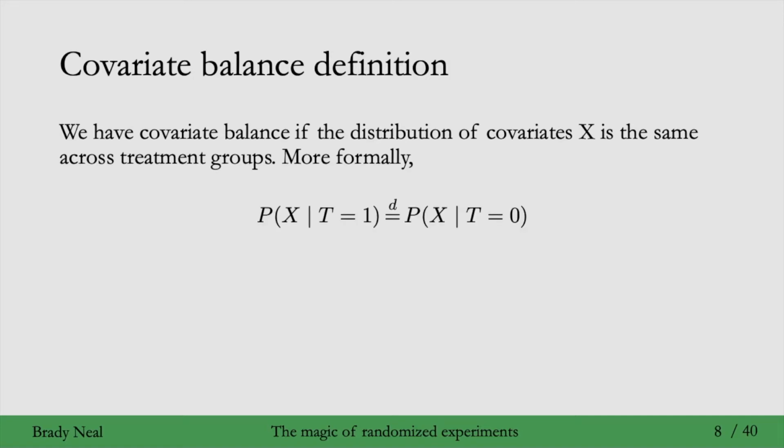P of X given T equals 1 is equal in distribution to P of X given T equals 0. I'd use a capital X here rather than a little x to indicate that we're talking about a conditional distribution. So on the left, it's the conditional distribution given treatment equals 1, and on the right, it's the conditional distribution given treatment equals 0. And covariate balance means that these two distributions are the same. And the variable X here doesn't need to be a scalar. It can be a vector of any size.